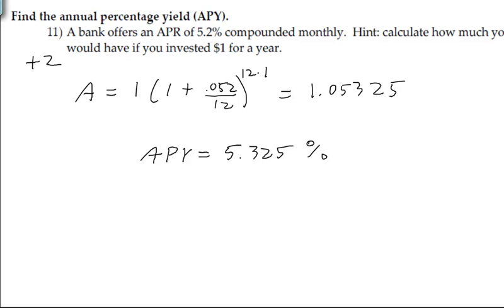Number 11, this is compound interest. There's a couple ways to do this. I suggested just using the compound interest formula, and that was the hint. If I just invest $1 for a year, compounded monthly at this rate, what do I end up with? And so the APR is 5.2%, but the APY, the yield, will actually be a little more because you compound monthly, which gives you 5.325. And you could have actually used the formula from the sheet as well, but we didn't cover that as much in class, so I suggested this method since we did this formula many times. But both ways will work fine.